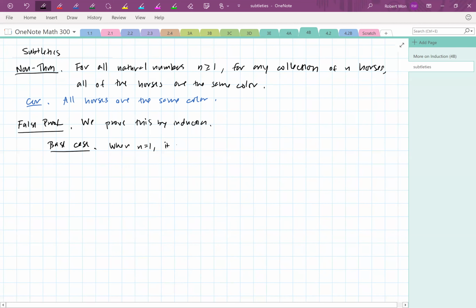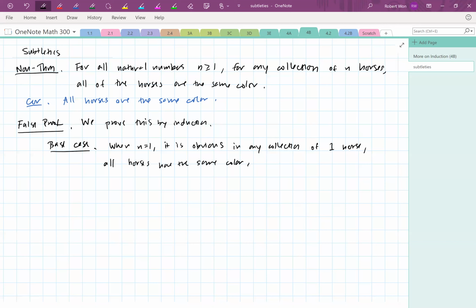So I said that you shouldn't use the words "it is obvious" in math, but since this is a non-proof, it's not really about mathematical things. It's about horses. So it's obvious that in any collection of one horse, all horses have the same color, because the only horse you need to check is the single horse, which has the same color as itself. Even if that color is multicolored, brown and white or something, then you'd say all horses are brown and white colored. Okay, now let's do the inductive step, which is where the interesting thing happens.